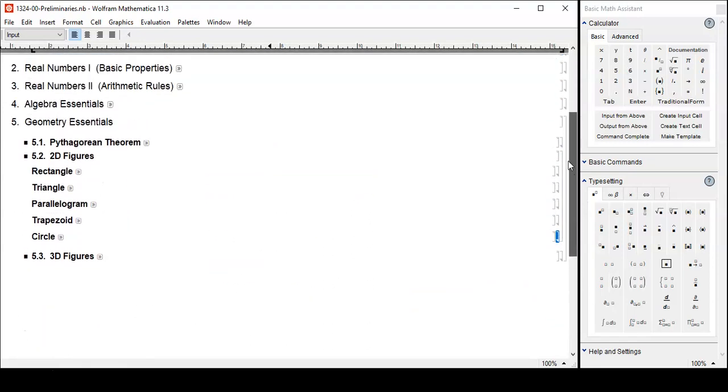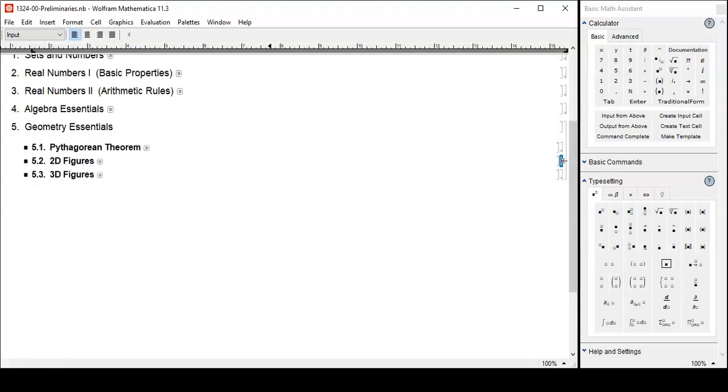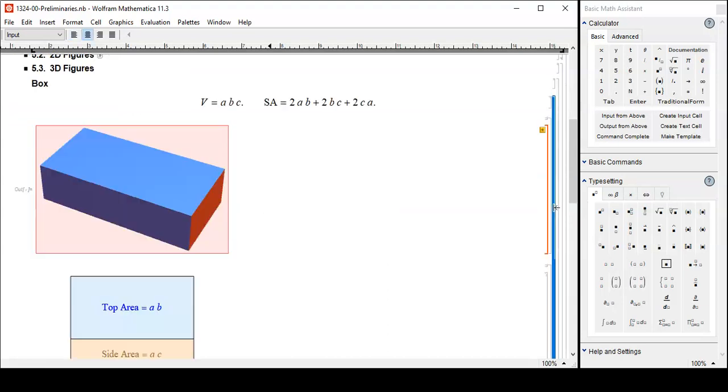Let's see. Do we need to consider 3D figures? Probably not, but here's some. Box.